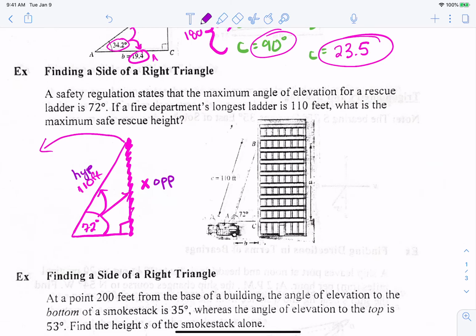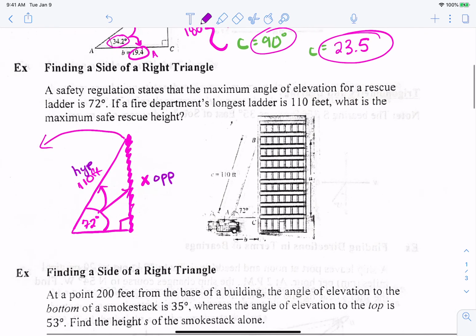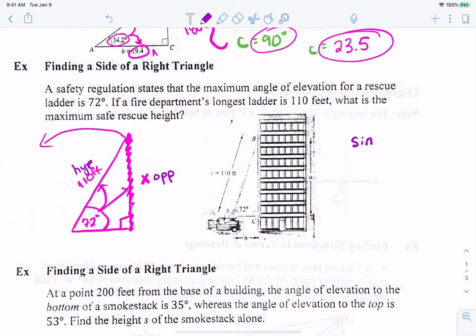So which trig function are you going to use? Sine. Sine of 72 is equal to opposite over hypotenuse, X over 110. So multiply by 110. X equals, make sure you're still in degrees, 110 times sine of 72.